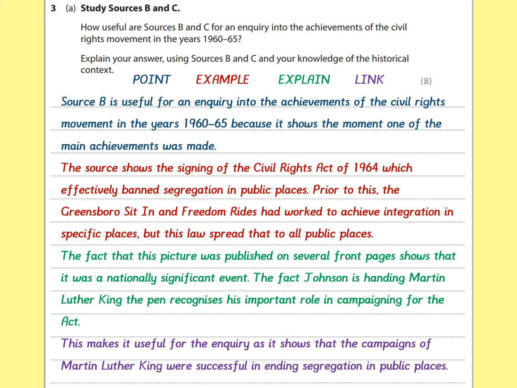I'm not saying this is a perfect answer. After all, I'm trying to write as I imagine a very able 16-year-old would write rather than someone with a degree in history like I do. But it's pretty good. So I've made a relevant point about how useful source B is, directly addressing the question. I provided contextual knowledge which helps support that, and I've considered both the provenance and the content in explaining why, and have finally linked it right back to that inquiry, the achievements of the civil rights movement 1960 to 65. Let's consider another approach.